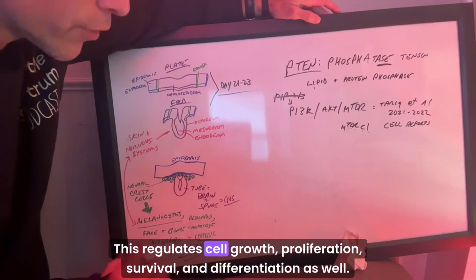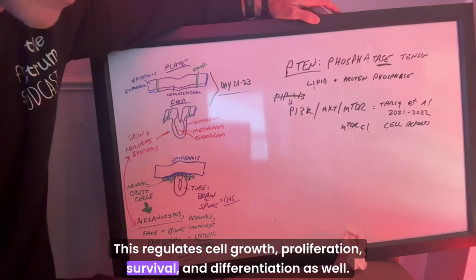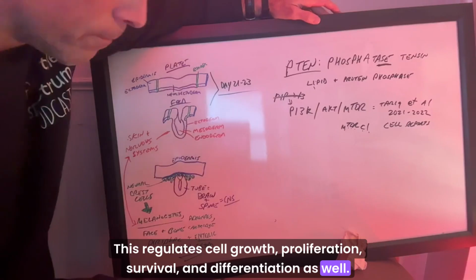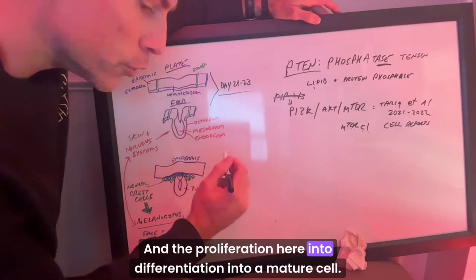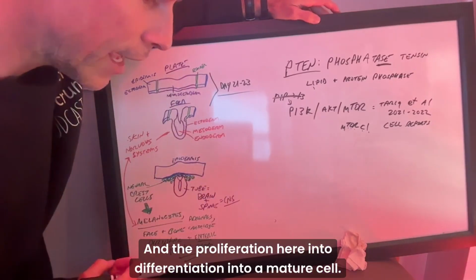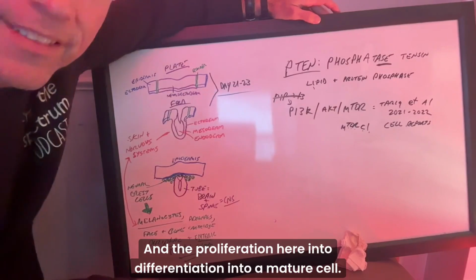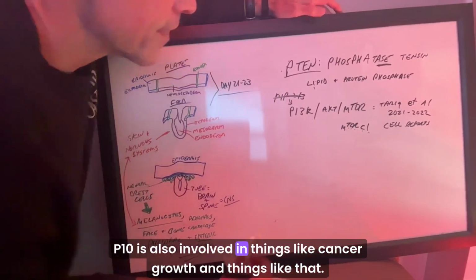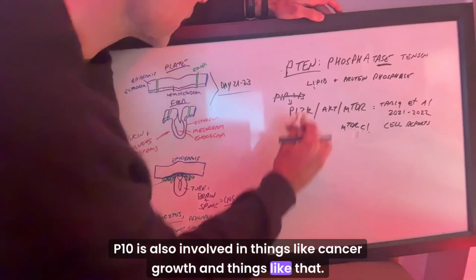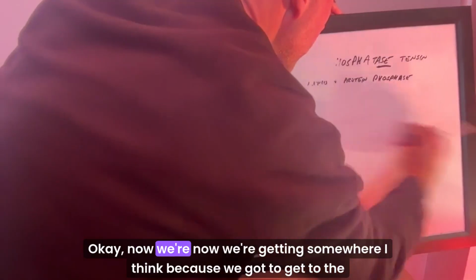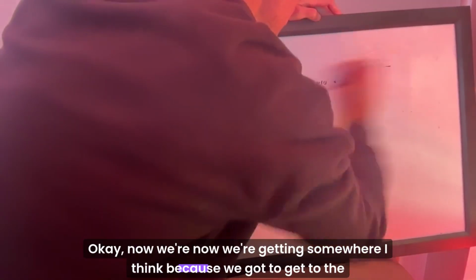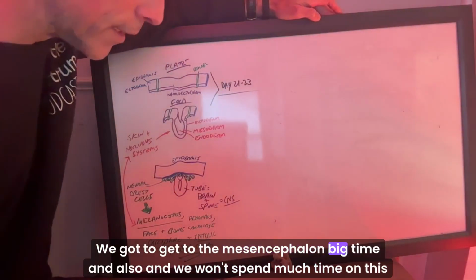This regulates cell growth, proliferation, survival, and differentiation as well. And the proliferation here into differentiation into a mature cell. PTEN is also involved in things like cancer growth and things like that. Okay, now we're getting somewhere, I think, because we got to get to the mesencephalon. We got to get to the mesencephalon big time.